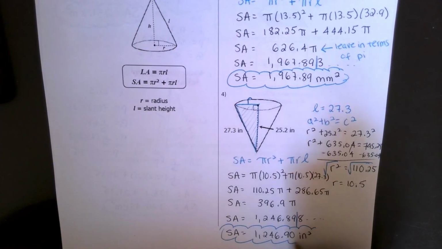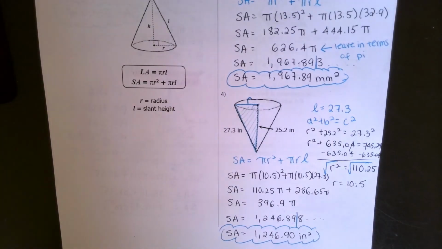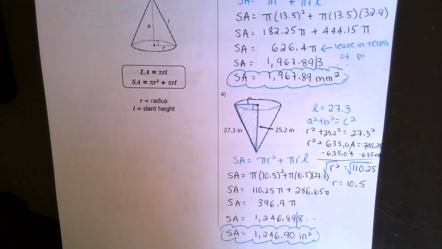So this is pretty much the basics for surface area of pyramids and cones. In the next video, I'm going to give you examples with word problems dealing with surface areas of pyramids and cones.